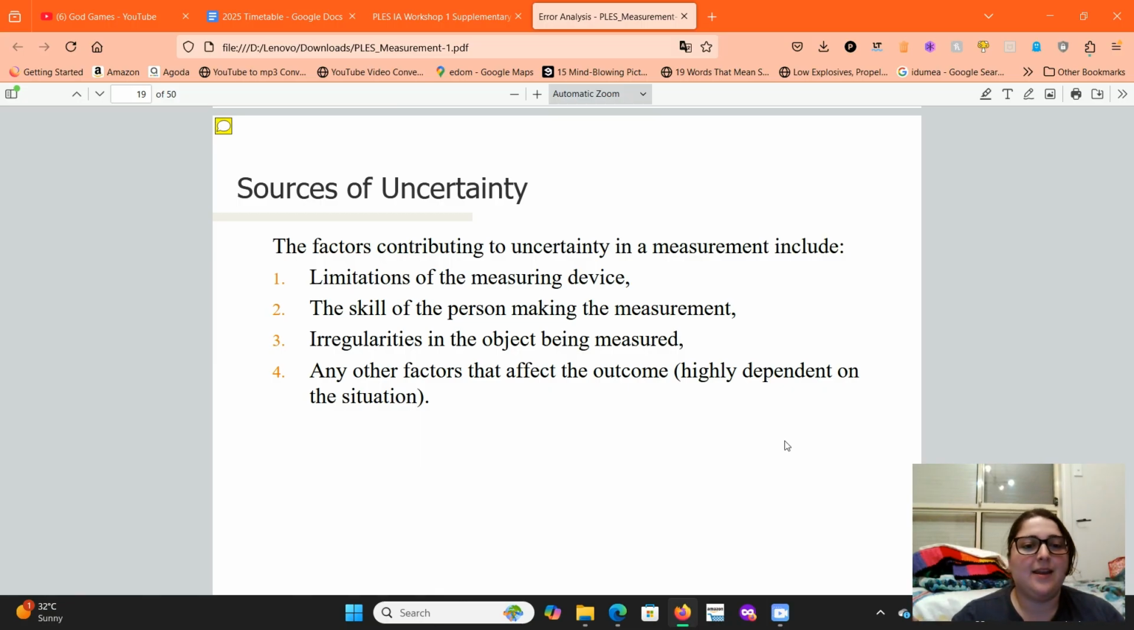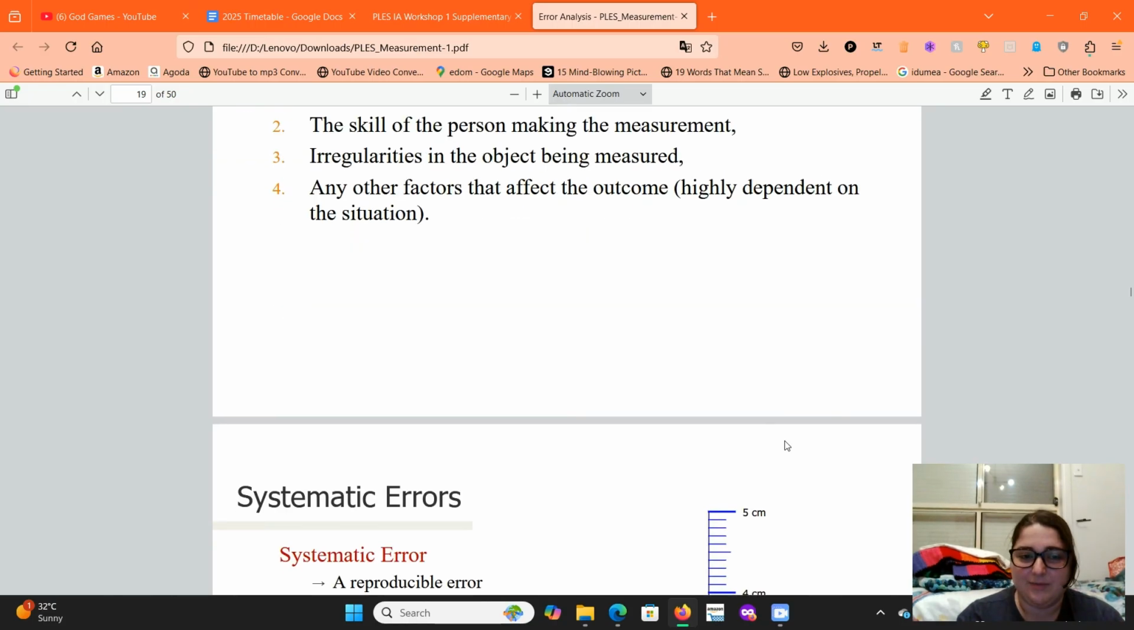Next, irregularities in the object being measured. If something is a weird shape or has a bump or a dip, it's going to be more difficult to measure. And any other factors that affect the outcome, which is highly dependent on the situation. If you're doing a lab and the weather's really hot, that might affect what you're doing, or if it's really cold, the air pressure, lots of factors can affect how accurately something is measured.